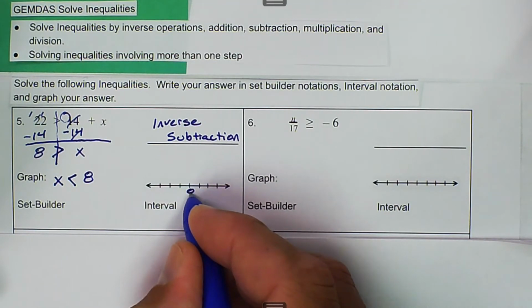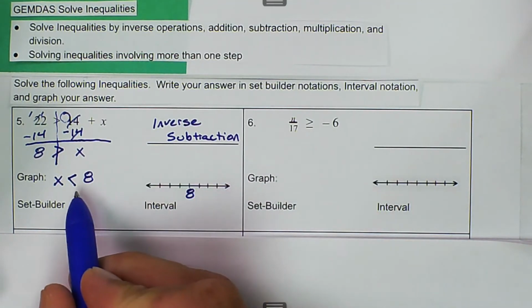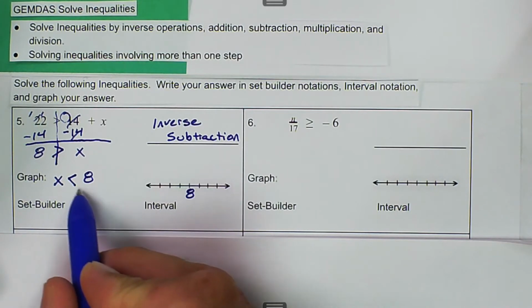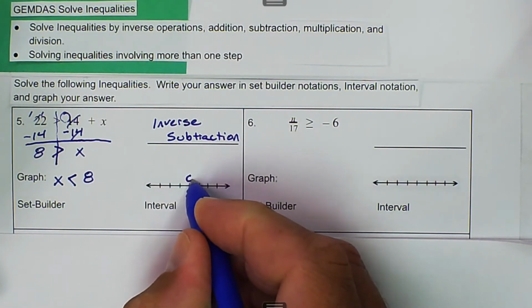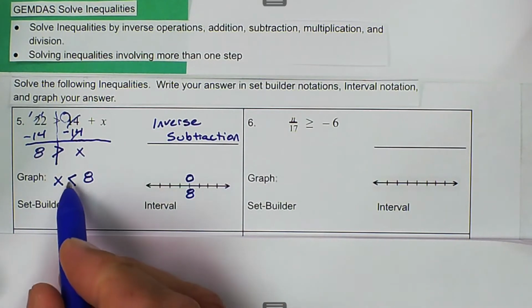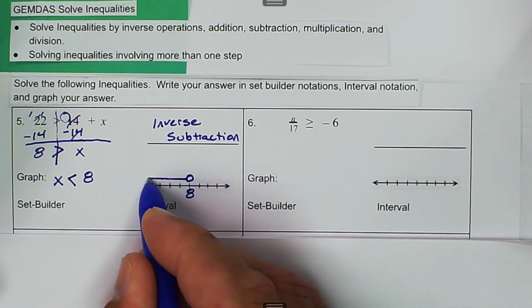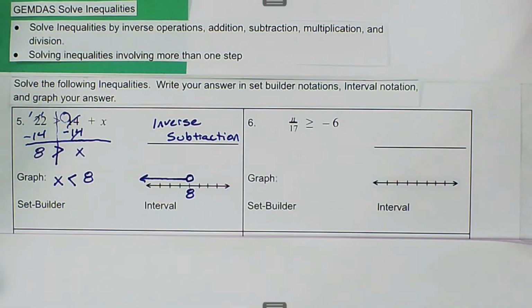So here's 8. And I want to know what kind of circle I draw at 8. Because there's no equal sign, I'm going to draw an open circle. And the arrow points to the left. So I'm going to draw to the left to show that all of those numbers will work to solve this inequality, will be true.